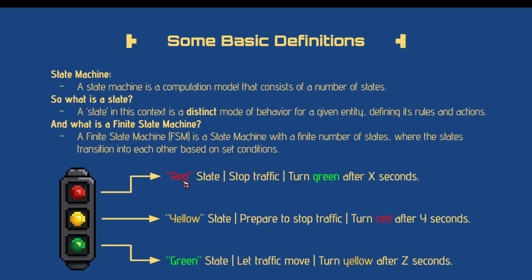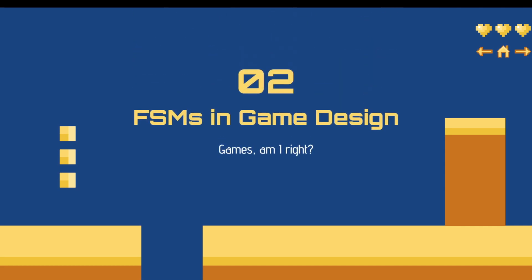Now, a traffic light has three states. We'll call these red, yellow, and green. In the red state, the behavior defined is that the traffic light should be red colored and it must stop traffic. It transitions to the green state, and the transition condition is a simple timer. The green state then lets traffic move. It transitions into the yellow state after another set timer, and then the yellow state prepares to stop traffic, which transitions into the red state after a set timer. Therefore, the loop completes.